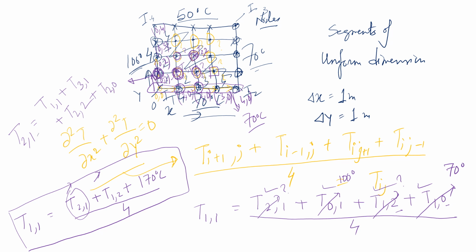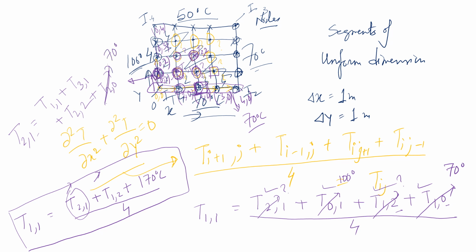1 minus 1 will be 0. So this will be this point, the H point, whose temperature we know, that is at 70 degree centigrade, right? This point is at 70 degree centigrade.